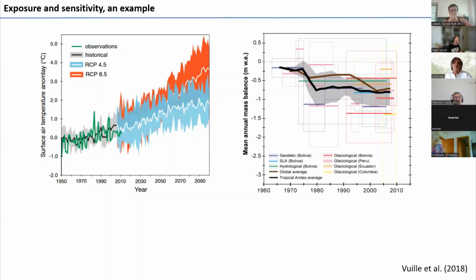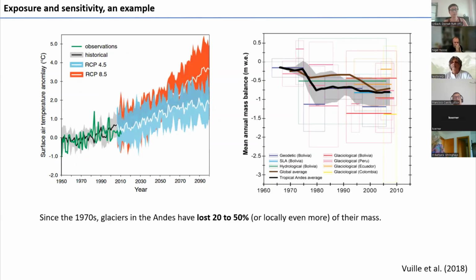So just to provide an example of the Andean sensitivity to climate change, this is just a publication of Mathias Wille et al. related to the massive glacier loss in the Andes over the last 60 years. More or less what they said is that since the 1970s, the Andes have lost between 20 and 50% of their mass. And this is clearly related to the surface air temperature anomalies recorded for the whole Andean range. So that explains the high exposure and the fast response of these systems to changes in temperatures.